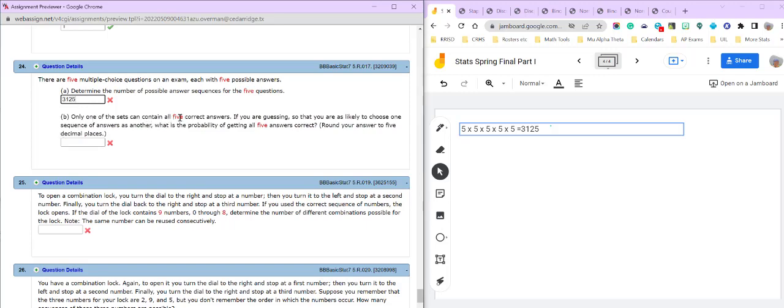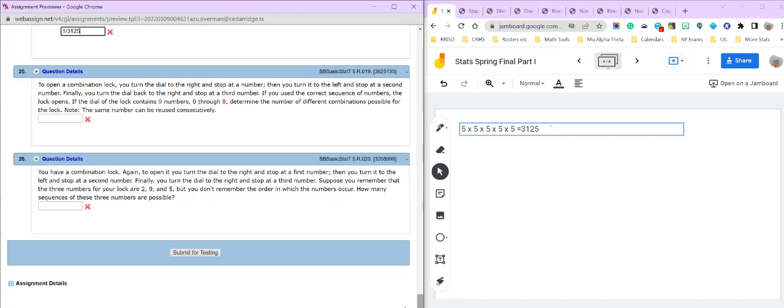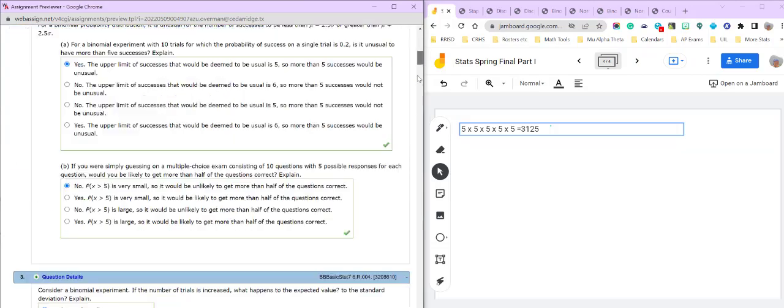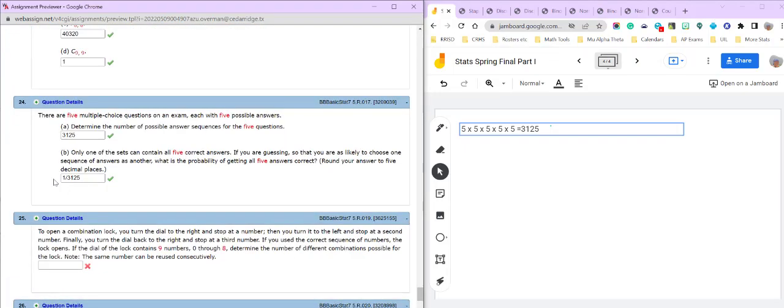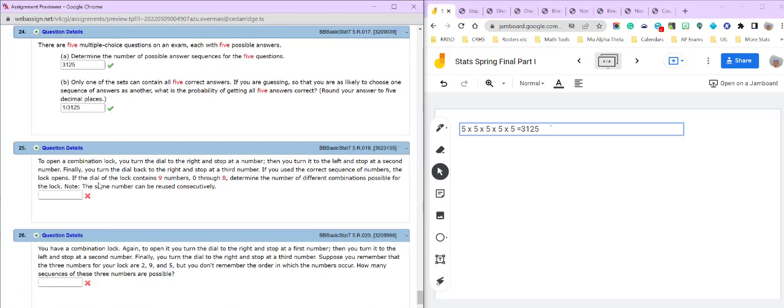Only one of the sets contains all 5 correct answers. If you're guessing, so that you're as likely to choose one sequence of answers as another, what is the probability of getting all 5 correct? There's only one correct out of 3,125. You just put that in. Don't put in extra numbers. Since that's kind of a hard one, I'll go ahead and submit. Hopefully it'll take my fraction answer just fine. It likes a fraction answer, so do I. Voila, there you go. You just have to remember to divide that 1.